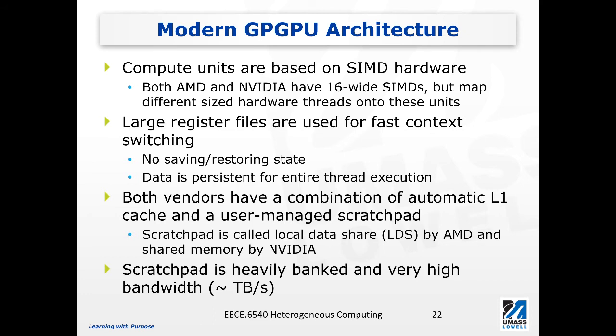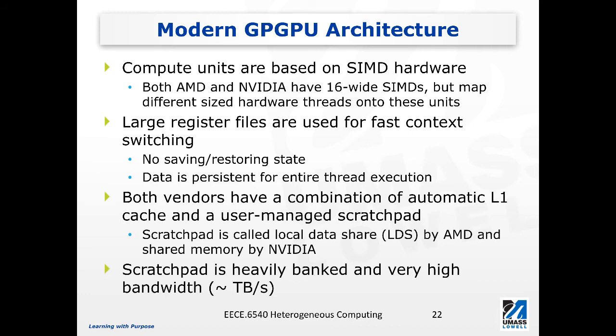On the processors, there are a large number of registers that are used for fast context switching. Because we're talking about hardware multi-threading, each thread needs to maintain its state, so a large number of register files is needed. With a large number of register files, there's no need to save or restore states, and the data is also persistent across thread execution.